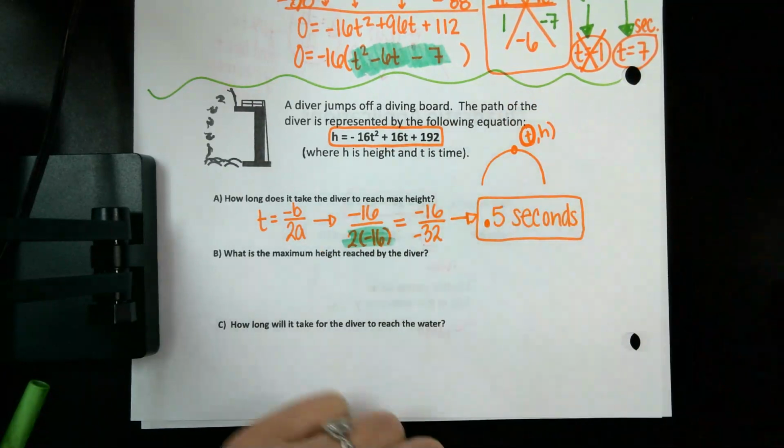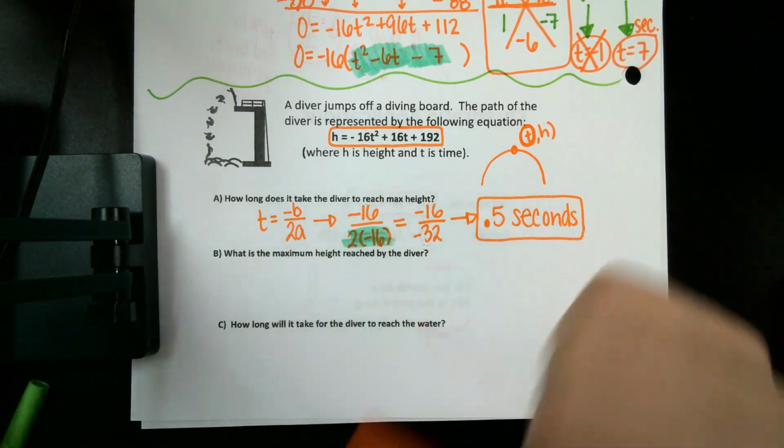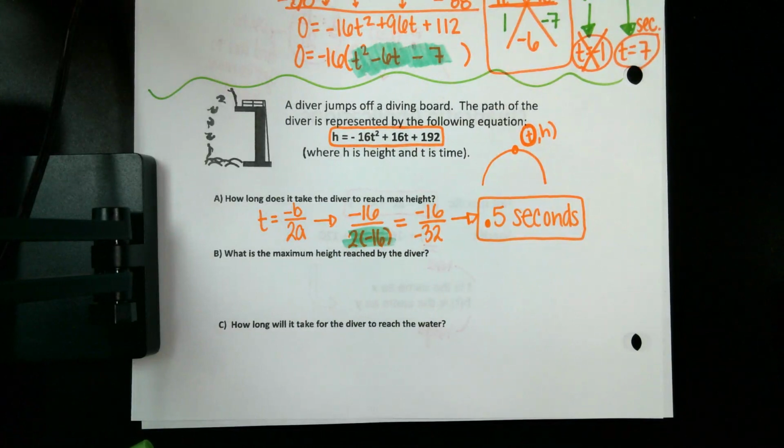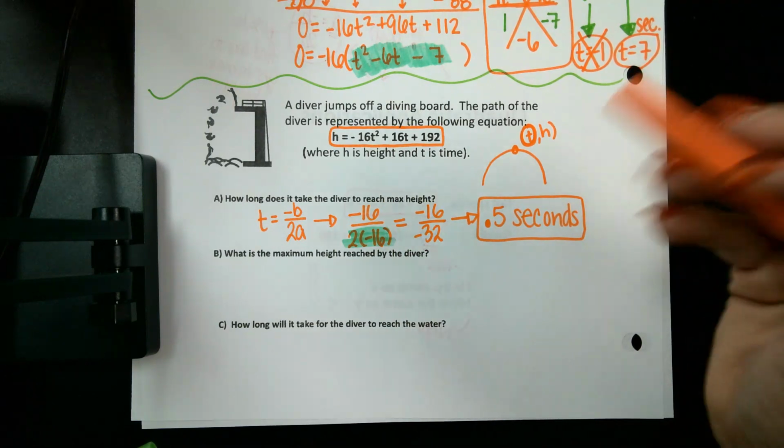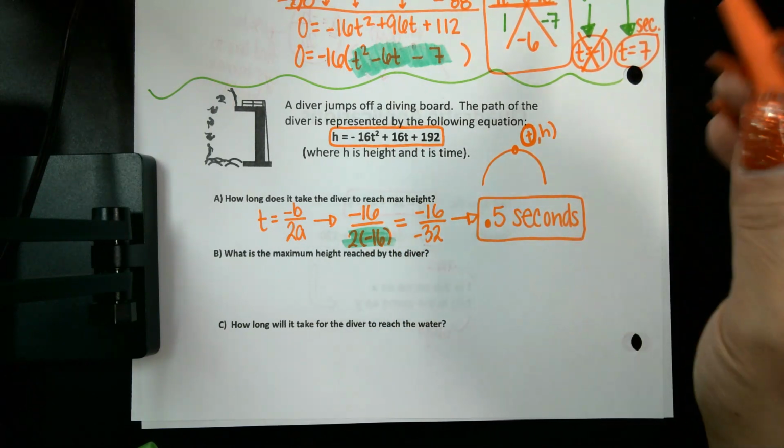I mean, just think about what you're finding here. They want to know how long it takes somebody when they're jumping to reach their max height. If you guys jump, are you going to be in the air all that long before you start coming back down? No, none of you are levitating, okay? So if you jump, gravity is going to pull you back down real fast. So taking half of a second to reach your max height makes sense because none of us can jump and stay in the air for very long.